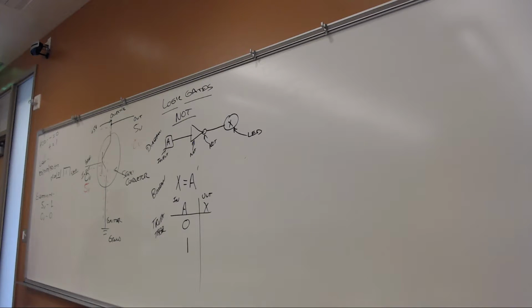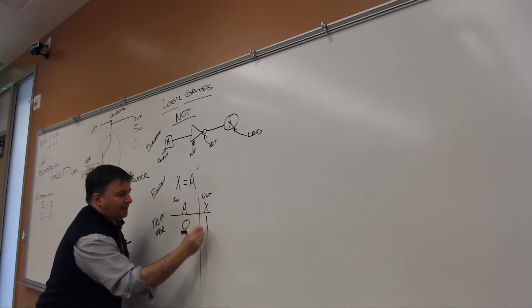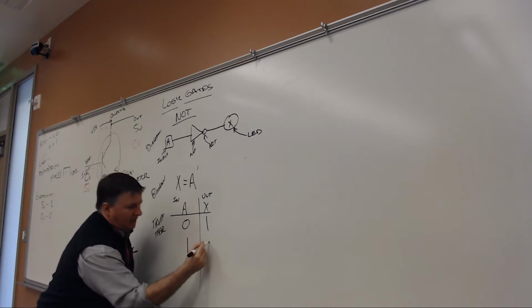Now, the properties of a NOT gate are whatever I put in, I get the opposite out. Therefore, we refer to a NOT gate as an inverter. So it's a NOT gate, but it's also called an inverter. Whatever I put in, I get the opposite out. So if I put a 0 in, I get the opposite out, I get a 1. I put a 1 in, I get the opposite out, I get a 0.